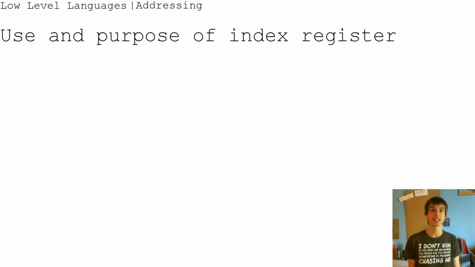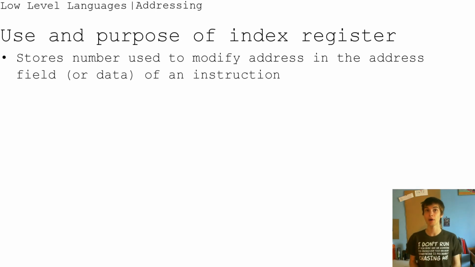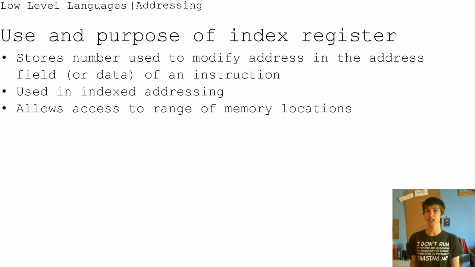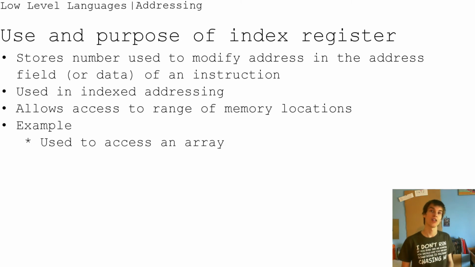Now for the index register, its use and purpose. It stores a number used to modify the address in the address field or data of an instruction. It is used in index addressing. It allows access to a range of memory locations. An example of this would be accessing the data within an array.